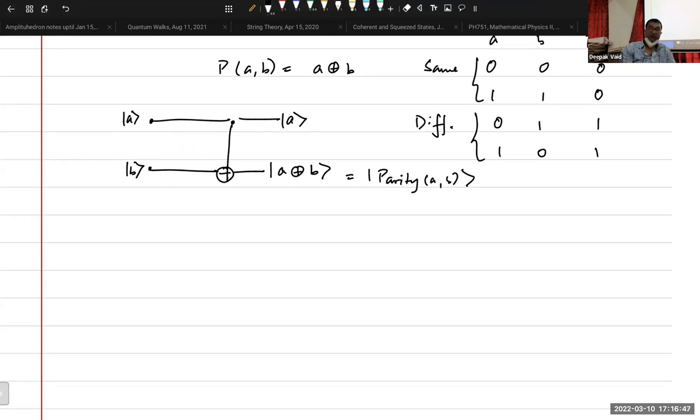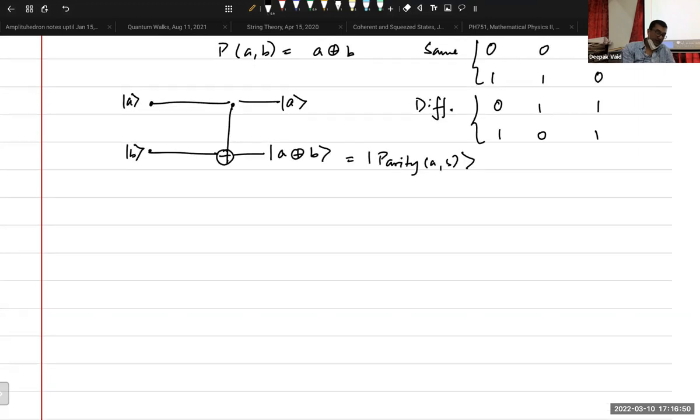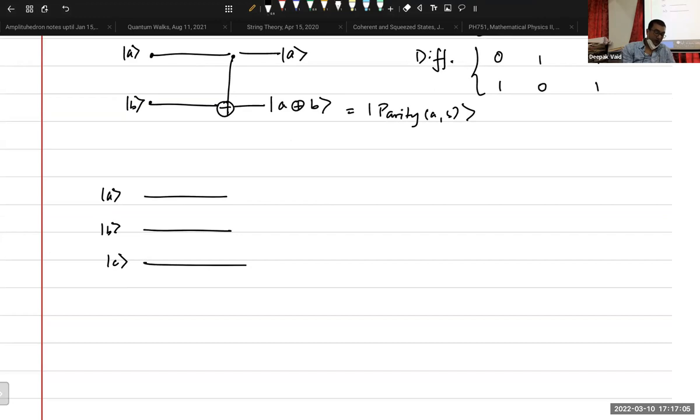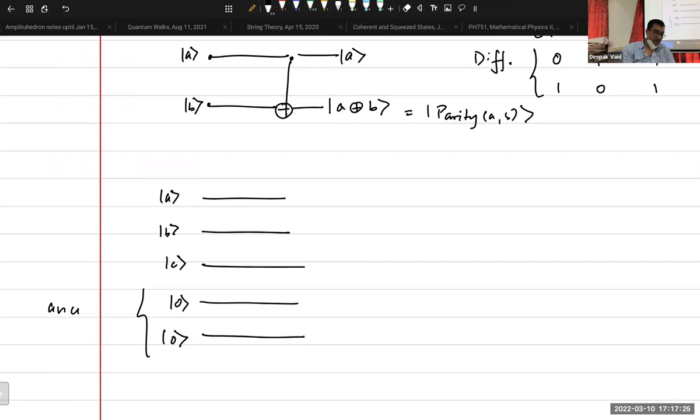Now, what we want to do is this for three qubits. So what is the circuit for doing that? These are the three qubits, let's say A, B, C. We want to do this parity check between qubits 1 and 2 and between qubits 2 and 3. So first of all, we need ancilla qubits for this purpose.